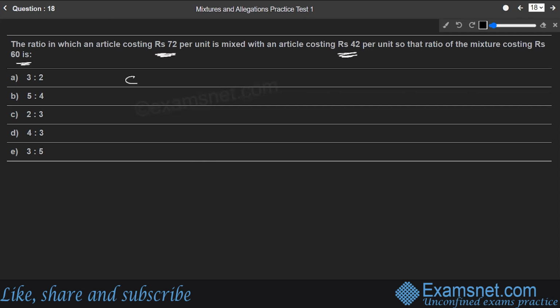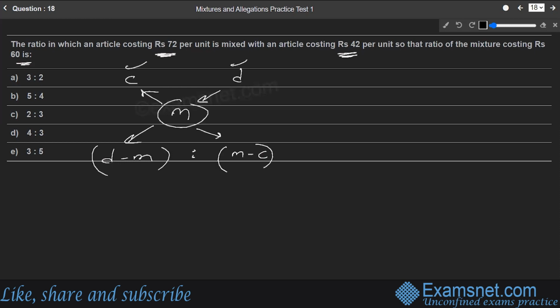It is the same situation that we handled using the allegation method. There is a cheaper quantity, there is a dearer quantity, there is a mean price, and the ratio of the two quantities to give you the mean price should be D minus M is to M minus C. Okay, this is how the four variables are related. D minus M is to M minus C should be the ratio to maintain the mean price of the two types of quantities being mixed.